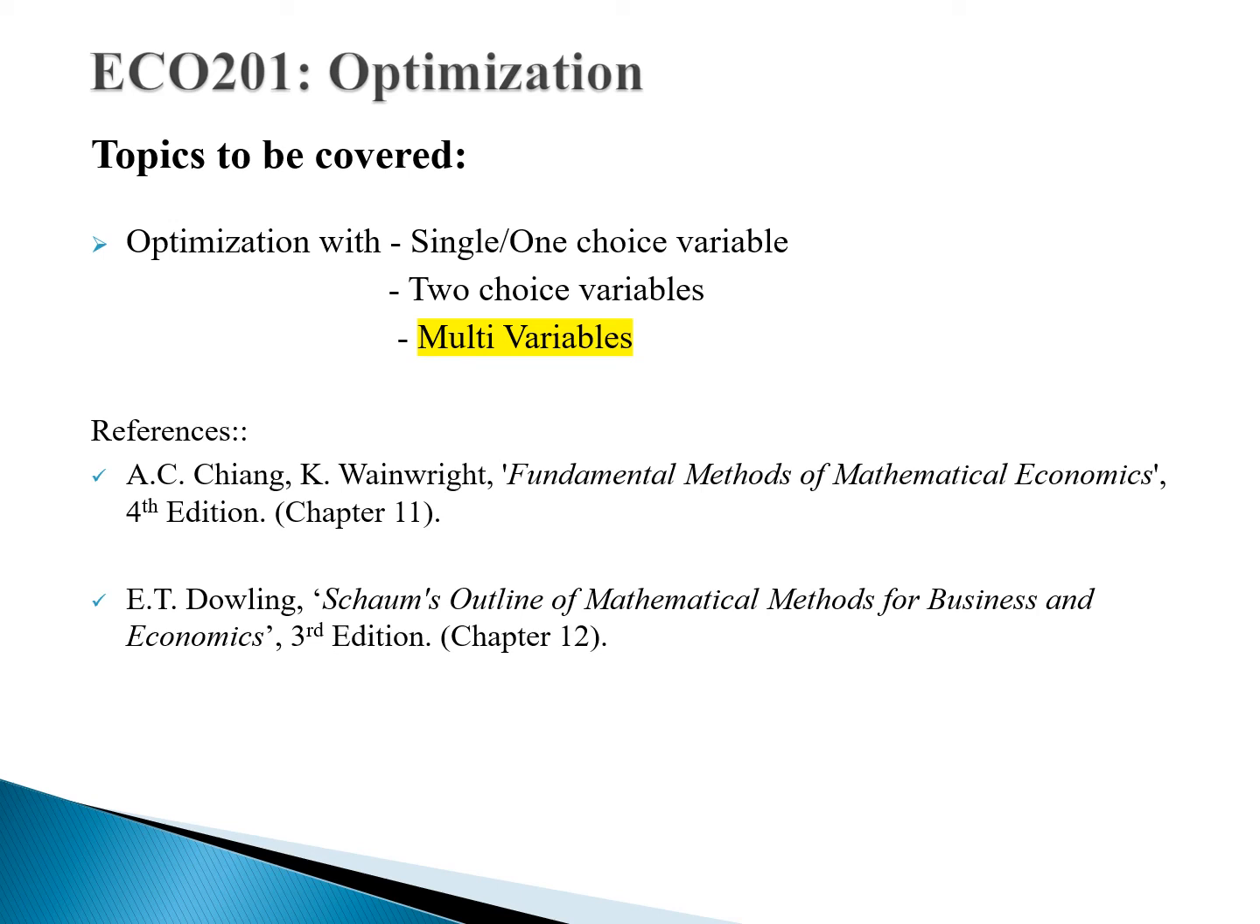Hello students, in this video lecture we will be focusing on optimization with multivariables. So basically we have seen optimization with one choice variable, then we have seen optimization with two choice variables, and we have seen that the first order condition remains the same in both cases, but the second order condition differs between optimization with one choice variable and two choice variables. That means the procedures or techniques of identifying the relative maximum or minimum are different in these two kinds of optimization.